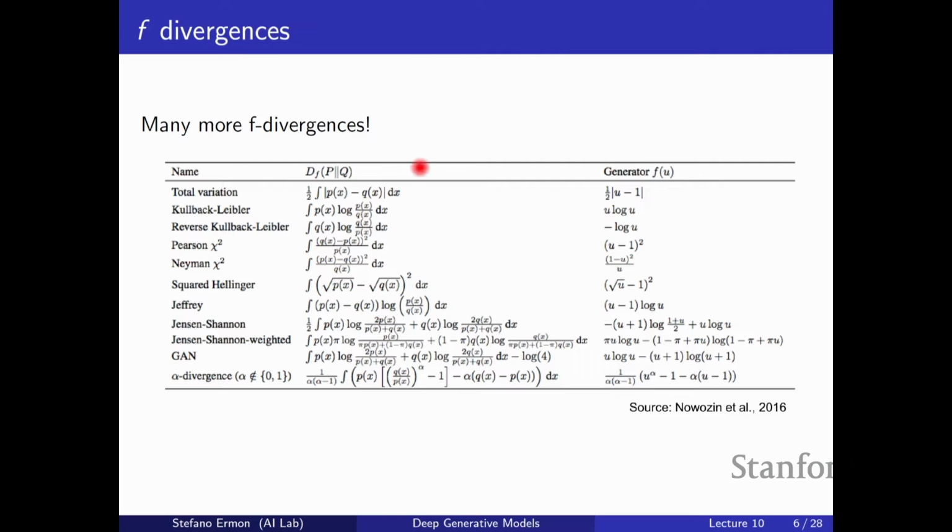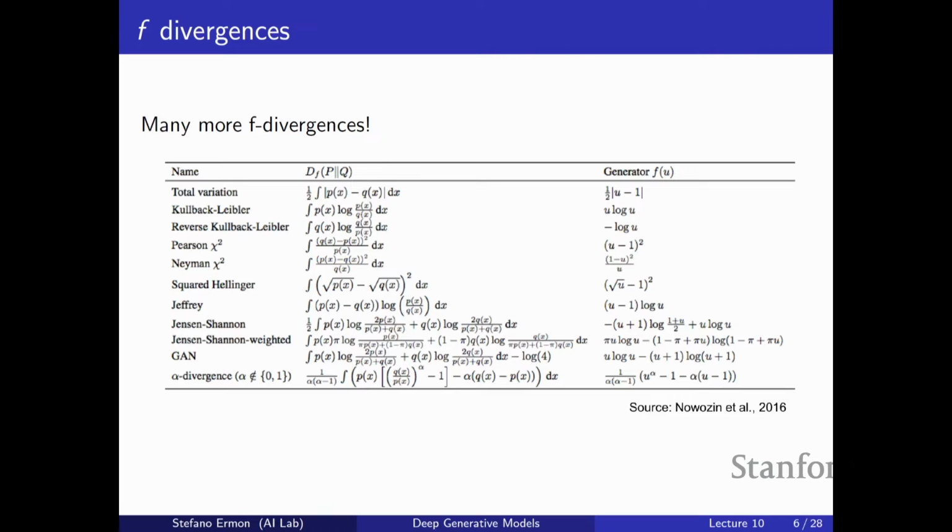So we have the Jensen-Shannon divergence, which you get by choosing, for example, this kind of odd-looking choice of U. You can get the usual KL divergence by choosing U log U. You can get the reverse KL divergence, where you swap the arguments P and Q, by choosing minus log U as the function F, and you can get many more. You can see here squared Hellinger, total variation, alpha divergences. A lot of different ways of comparing similarities between P and Q by choosing a different F function.